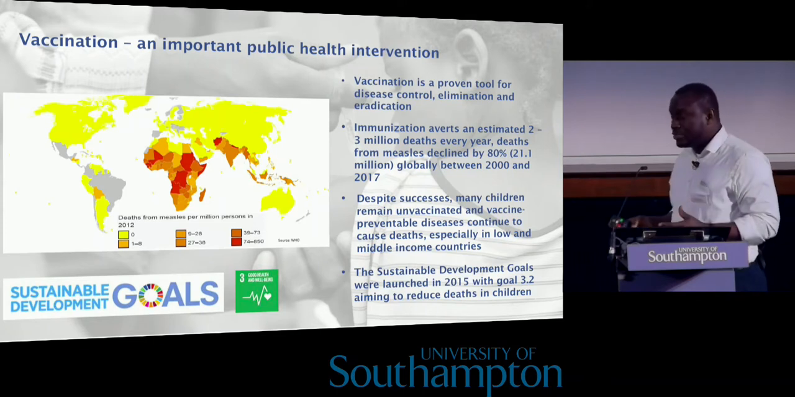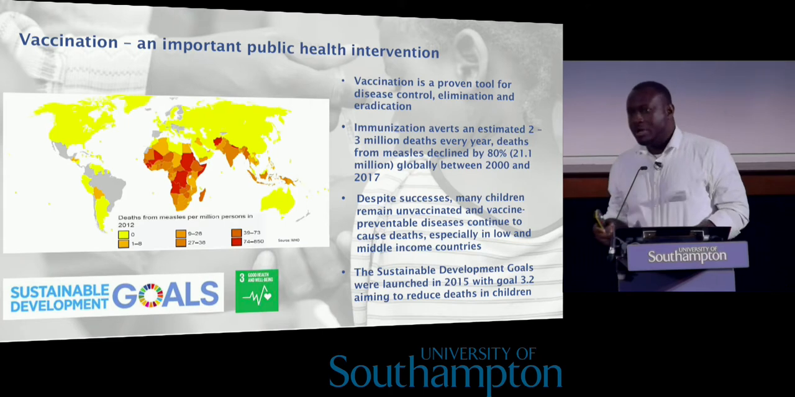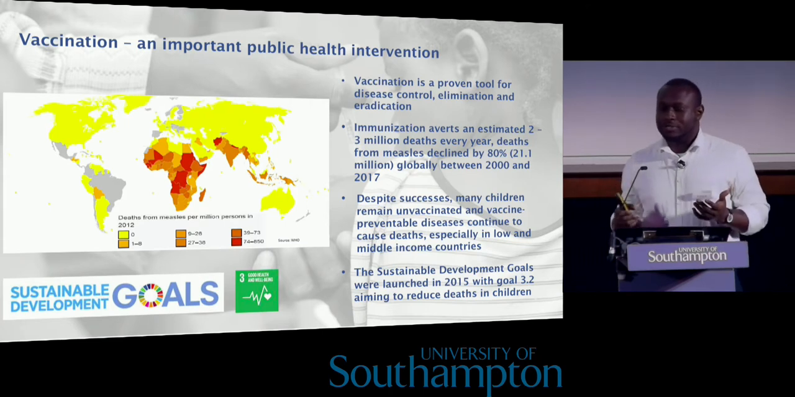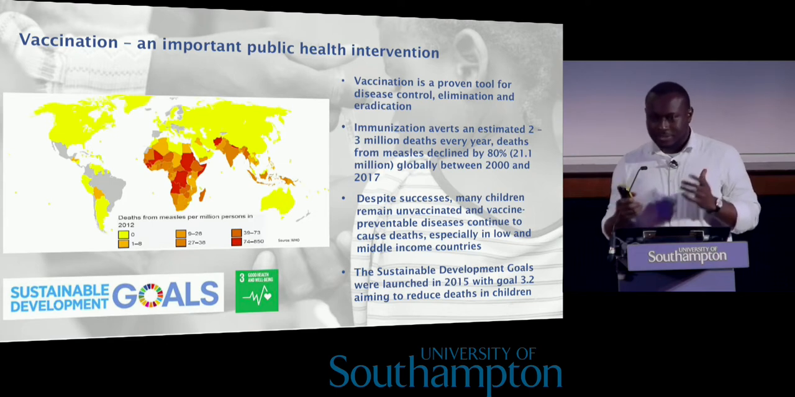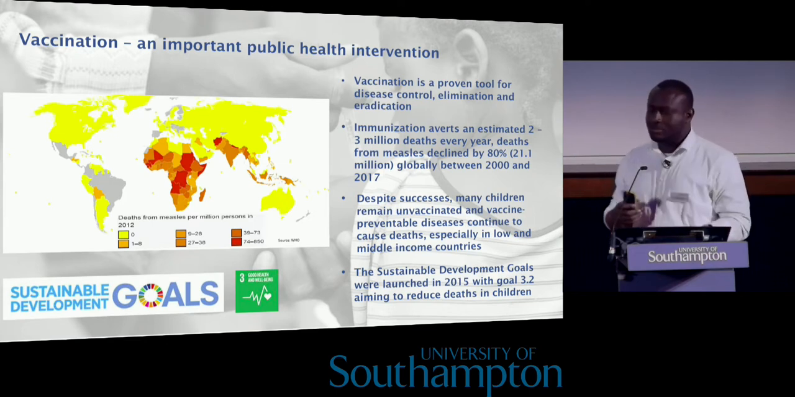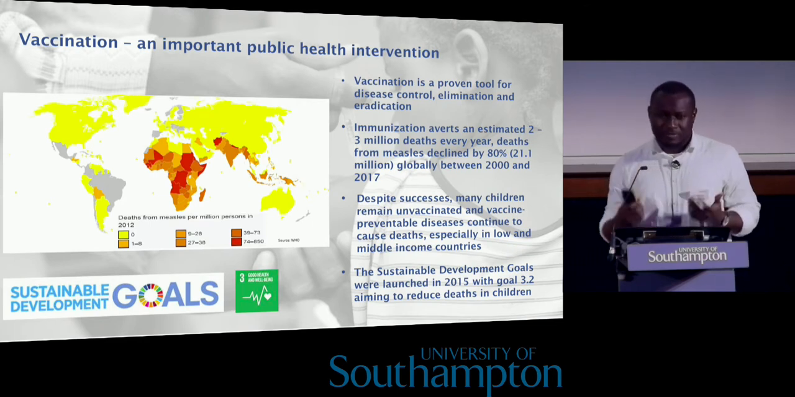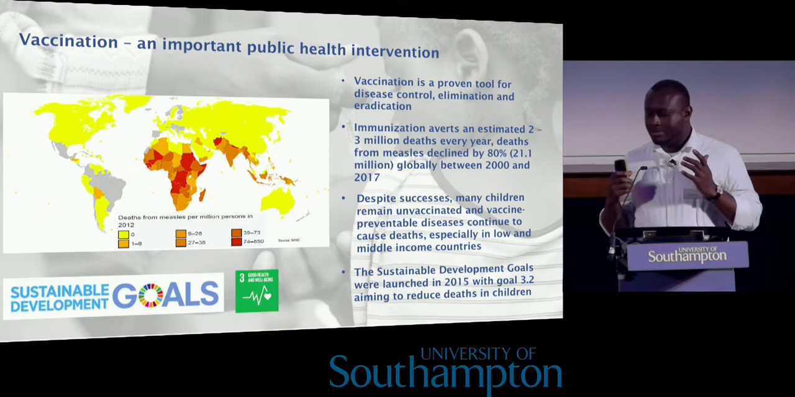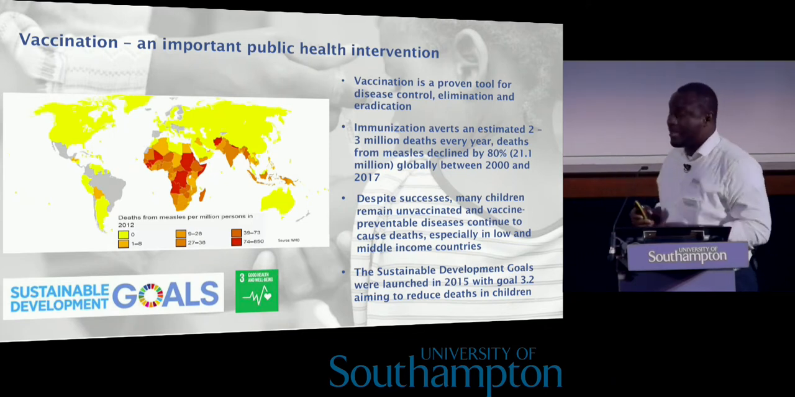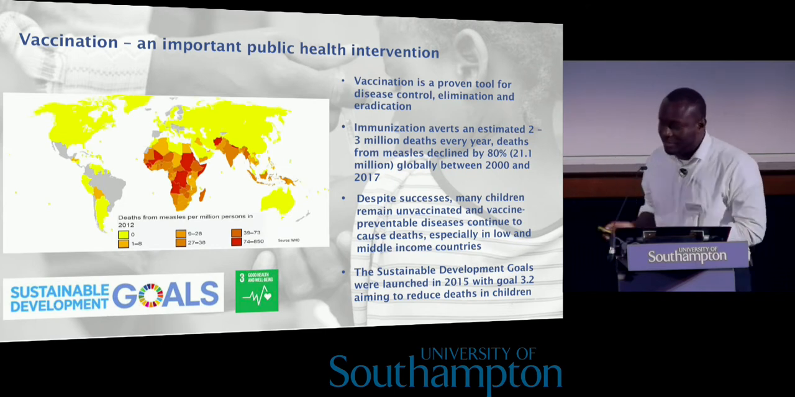So the SDGs were launched in 2015, and SDG Goal 3 aims to achieve universal health coverage, and that includes access to basic health facilities and access to vaccines for all. So this work that we do forms part of the evidence base to guide the design and implementation of interventions, as well as providing a mechanism for monitoring and evaluating progress towards these development goals.